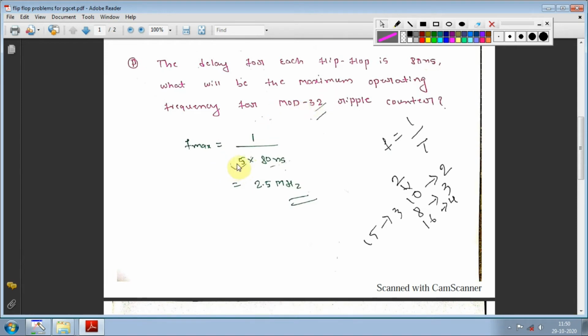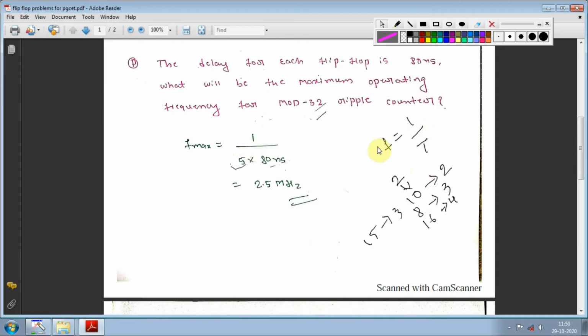So for 32 I need 5 bits at least. So I'm counting at least here, keep that in mind. Maximum I can use 100 bits, but take the least case here. Alright, so for this one I can write like this, then f equal to 1 by t. A delay they have given, so that's why I have to take in the inverse form.